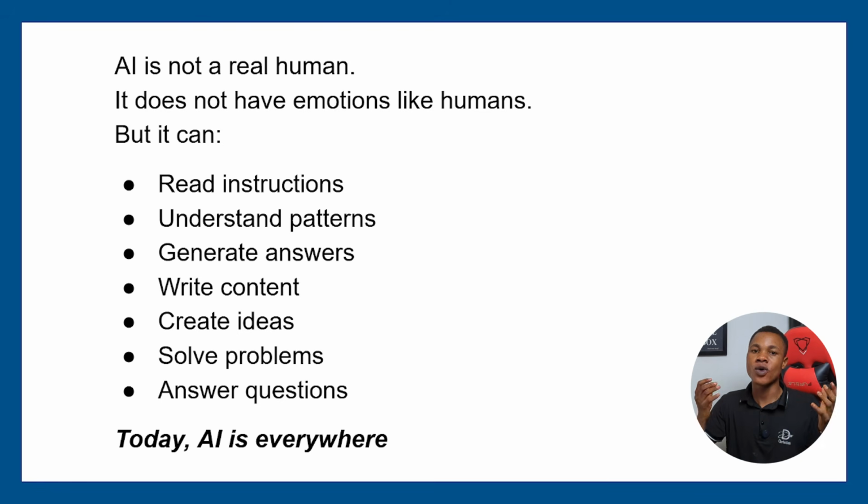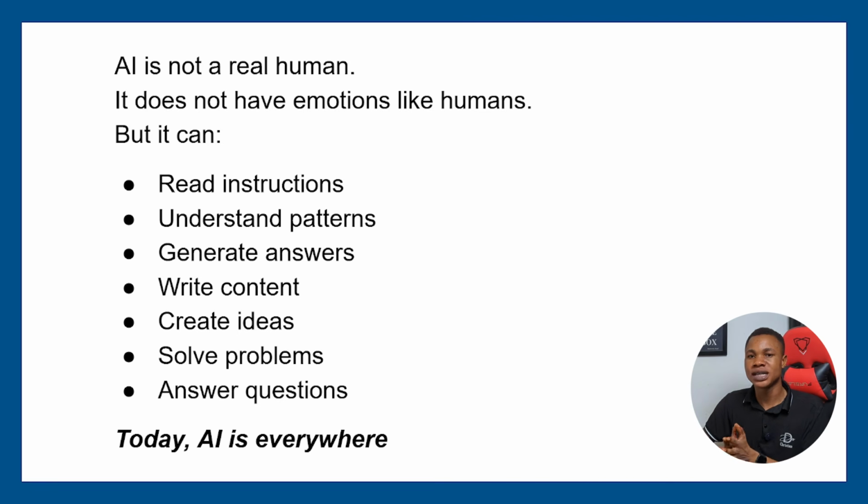For example, what is love? It gives you the answer directly. All right, so it writes content, it creates ideas. For example, generate 10 video ideas for my YouTube channel. It generates those ideas. So it also answers questions. For example, today I'm making this video, and today I think Arsenal play Champions League with PSG 2026.